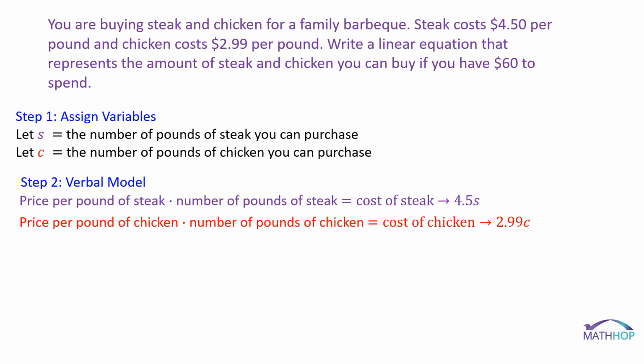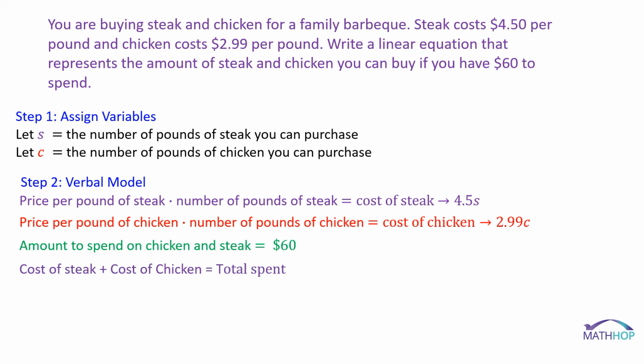Now, how much do I have to spend? I have $60. I want to spend exactly $60 on chicken and steak. So how is this going to be calculated? What am I going to owe the store? I am going to owe the store the cost of steak plus the cost of chicken. That will be the total amount spent. And that total amount has to be 60. So the cost of steak, we already talked about, is 4.5S. Cost of chicken, 2.99C. Total spent is 60. That's how we come up with our equation: 4.5S plus 2.99C equals 60.